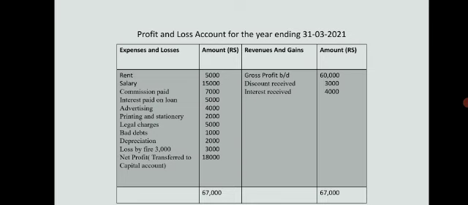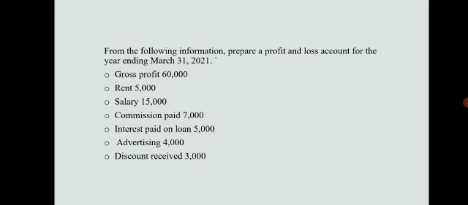So what we are supposed to do, read the items one by one. If they are expenses, write it on the debit side. If they are revenues or gains, write it on the credit side. So we'll see. First one is gross profit. I have already said we are supposed to write it on the credit side. Gross profit 60,000. Rent 5,000. It is an expense, so enter it on the debit side, 5,000. Then next, salary. Salary is also an expense. Write it on the debit side, 15,000.